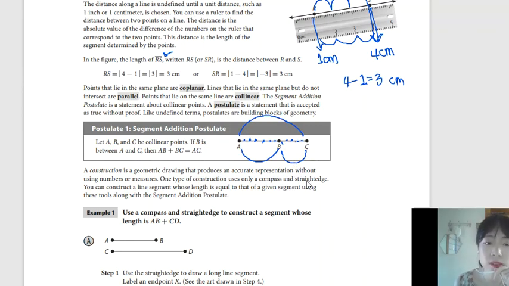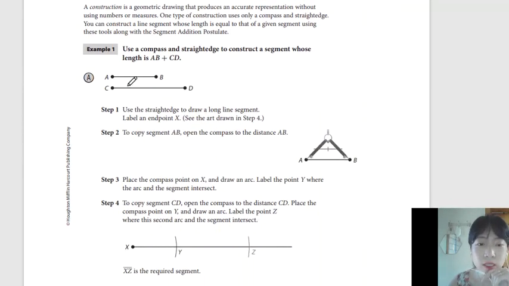A construction is a geometric drawing that produces an accurate representation without using numbers or measures. One type of construction uses only a compass and straight edge. You can construct a line segment whose length is equal to that of a given segment using these tools along with the segment addition postulate. So let's look at example 1. Use a compass and a straight edge to construct a segment whose length is AB plus CD. If you have a line segment AB and another line segment CD, you want to draw one line that's the total distance for the two line segments.